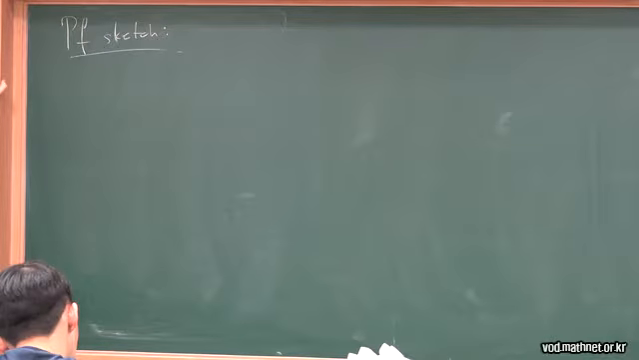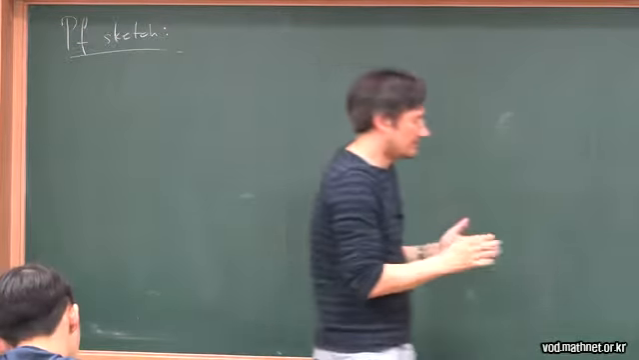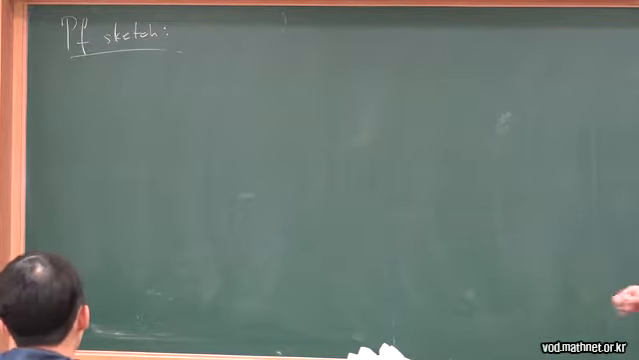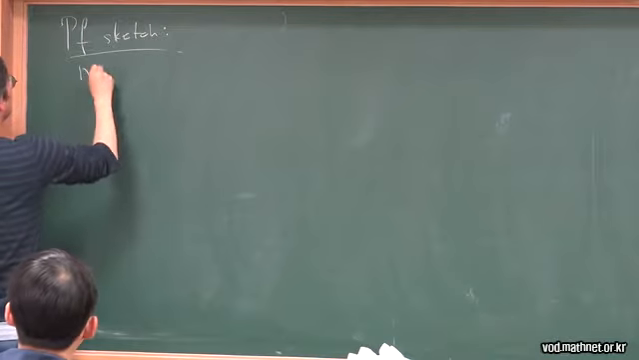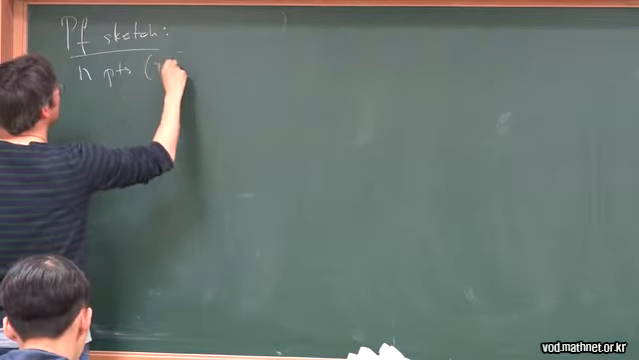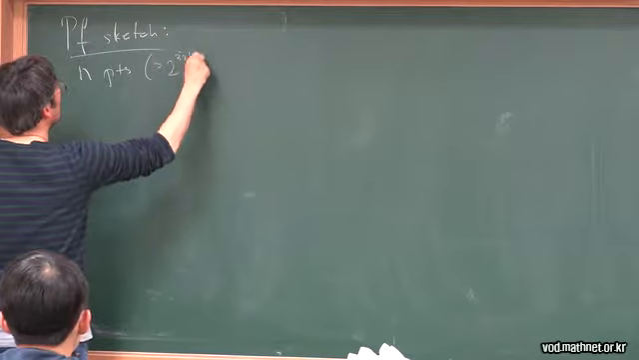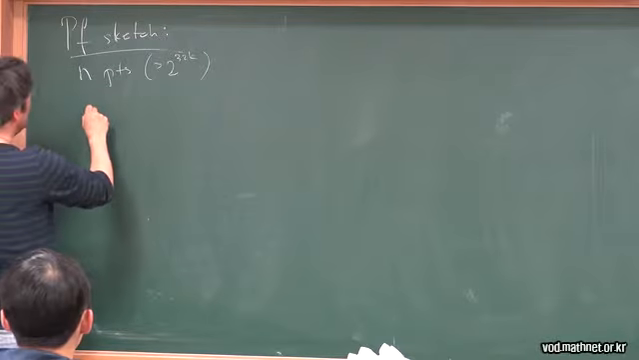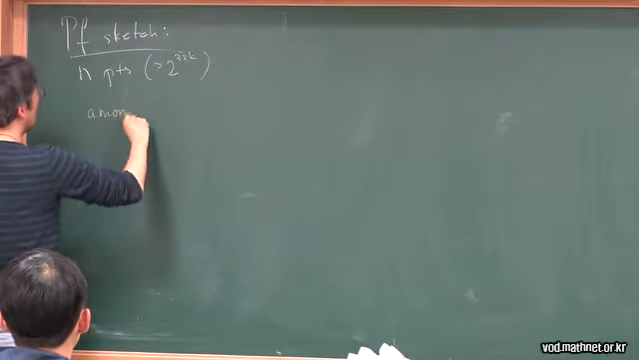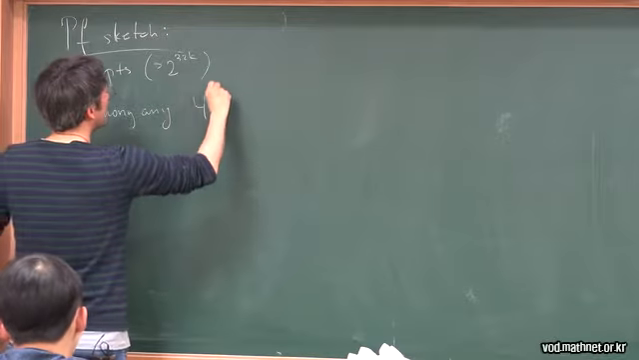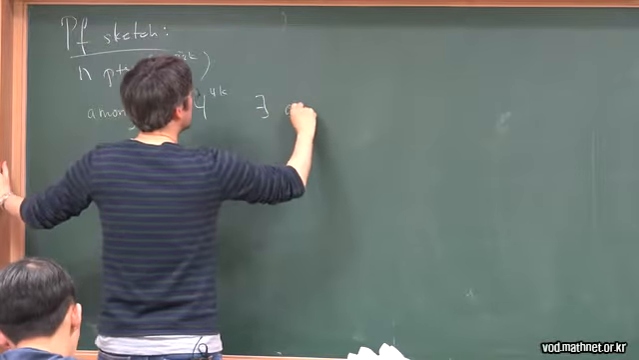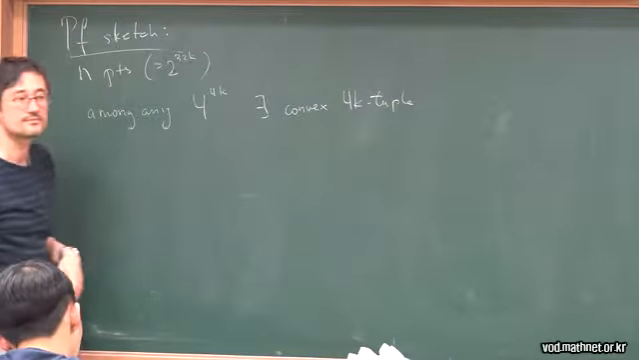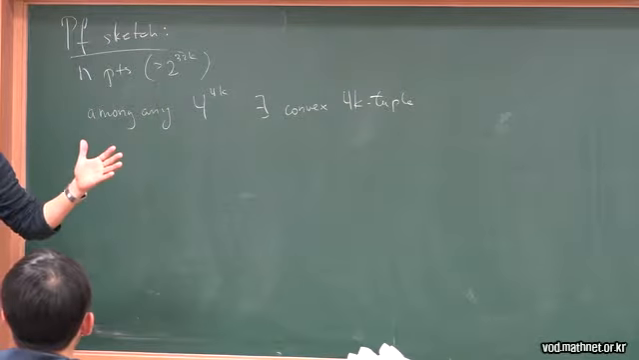So let n be large. n is my number of points. I have n points, and n is going to be greater than 2 to the 32k. Large. Now I know that among any 4 to the 4k points, there exists a convex 4k-tuple. That's just the original Erdős–Szekeres theorem.